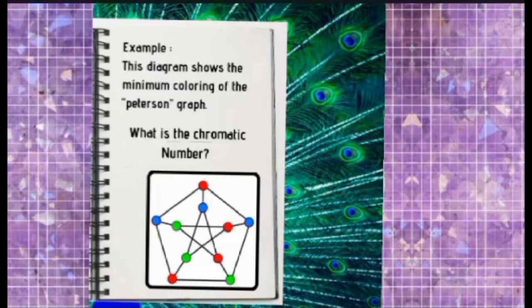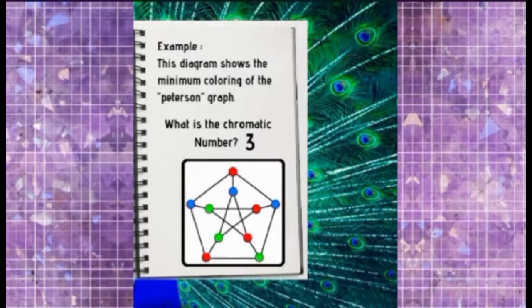This diagram shows the minimum coloring of what's called the Petersen graph. What is the chromatic number? If you said 3, you're correct, because there are 3 colors required: blue, red, and green. If we attempted to use 2 colors, it would not be possible to avoid having an edge with two vertices of the same color.